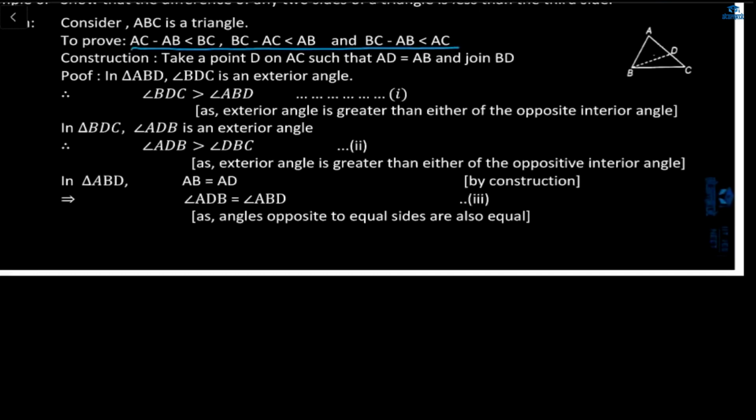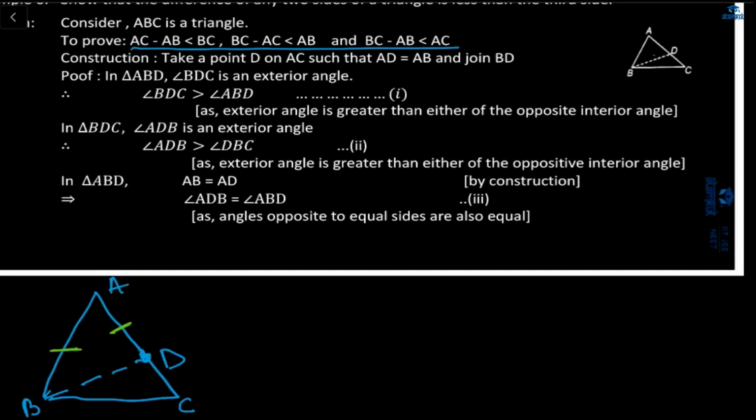Now what construction are we going to do? We are going to take a point D on AC in such a way that AD and AB are equal. This is your triangle ABC. We are taking the point D in such a way that AB is equal to AD. Understood? This is the construction part that we have done to prove it.